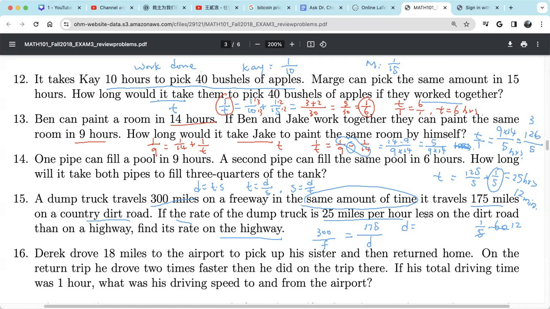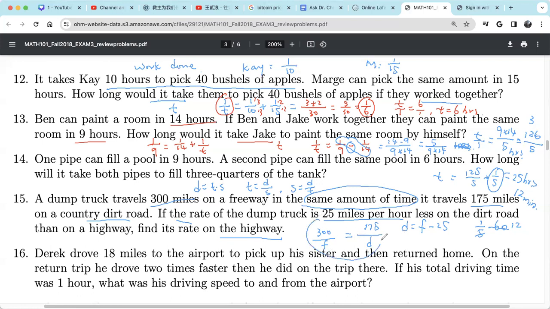25 miles per hour less on the dirt road. So it's F on the highway, or freeway, and that's F minus 25, right? So the two speeds differ by 25, and on the freeway it is much faster, because in the same time it travels 300 miles and on the dirt road only travels 175 miles. So the speed on the dirt road equals the speed on the freeway or highway minus 25 miles per hour. So we have those two equations, right?